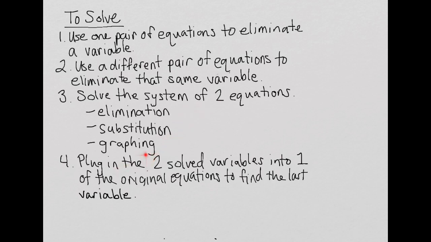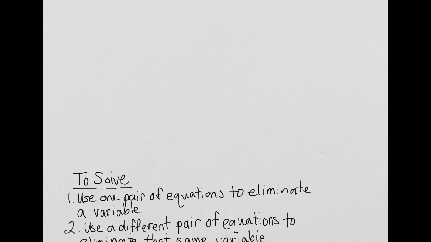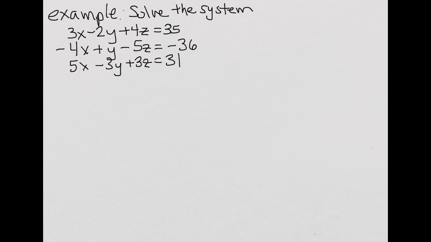And then lastly, once we have our two solutions from this little sub-problem that we created, we want to plug in the two solved variables into one of the original equations to find the last variable. So let's go ahead and practice that by doing an example. So we want to solve this system. So let's go ahead and choose a variable to get rid of. It looks like y might be easy to get rid of.